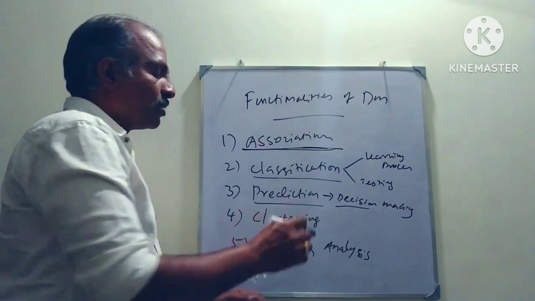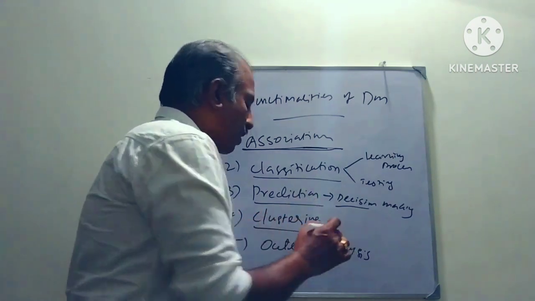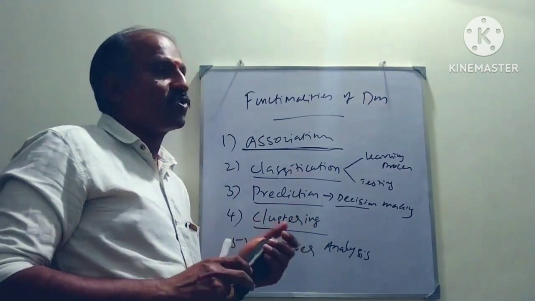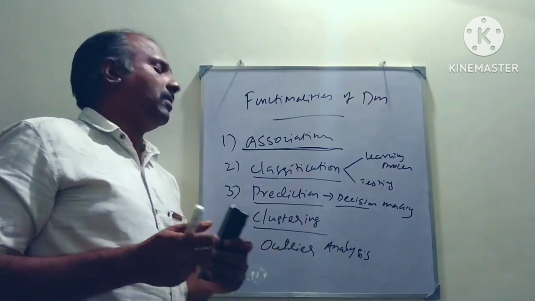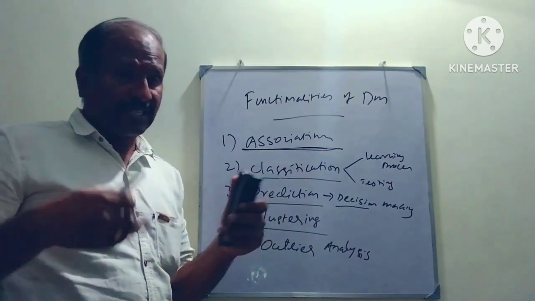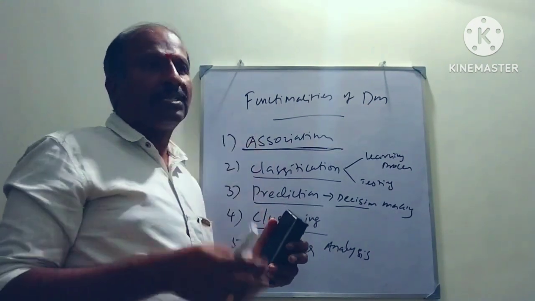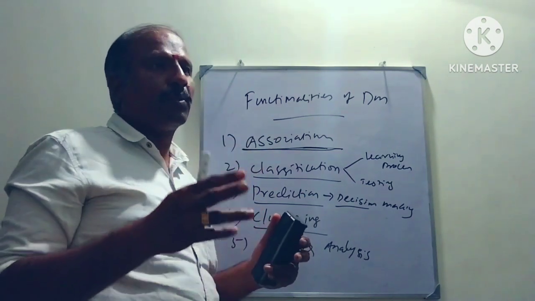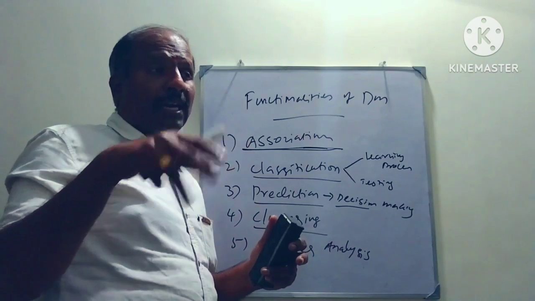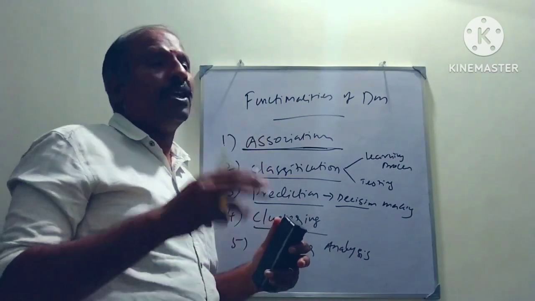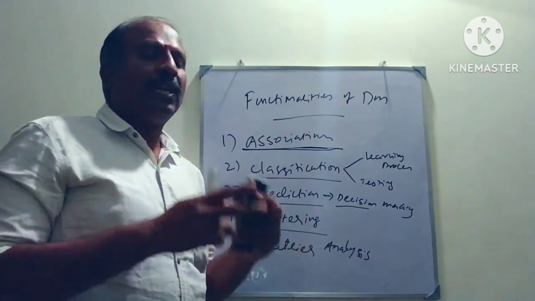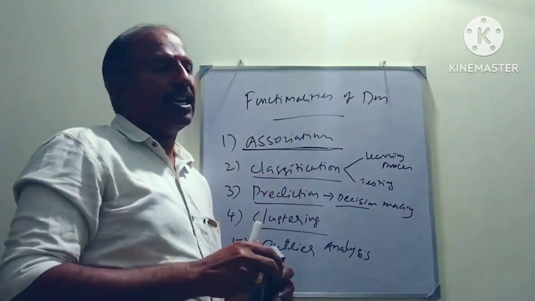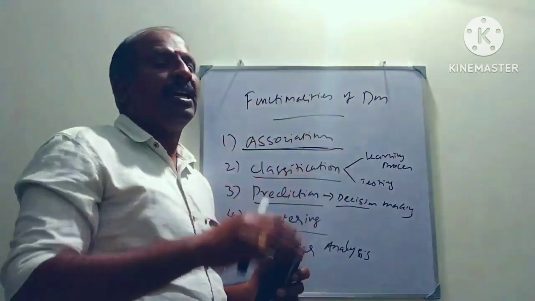Next is clustering. Clustering means grouping similar things. Grouping the similar things is called clustering. Suppose in a class of 60 students I apply the clustering concept. I'm going to make two clusters. Boys come under one cluster, and girls are in the other cluster.